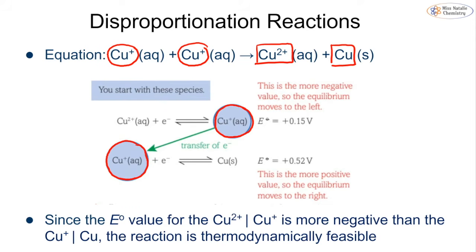So our 0.15 is less than 0.52. So this is the more negative value, meaning our position of equilibrium shifts to the left, whereas the more positive value, our position of equilibrium shifts to the right. And you can see this then makes the two substances that we want to make. Therefore, this one is thermodynamically feasible. So copper can disproportionate into copper 2 plus and copper metal. And you've seen this reaction before. We're just backing it up here with the thermodynamic data.